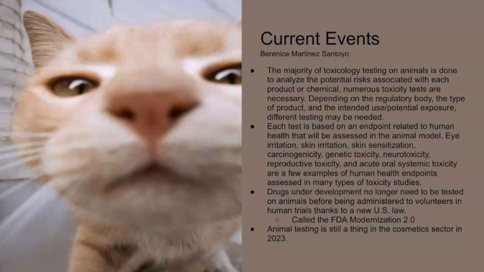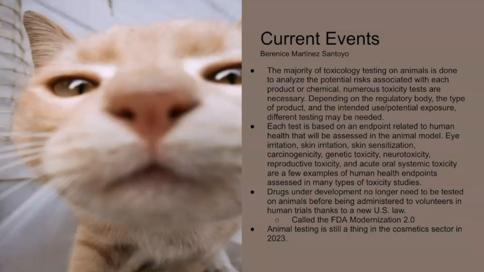Current events. The majority of toxicology testing on animals is done to analyze the potential risks associated with each product or chemical. Numerous toxicity tests are necessary. Depending on the regulatory body and the type of product and the intended use or potential exposure, different testing may be required. Each test is based on an endpoint related to human health that will be assessed in the animal model. Eye irritation, skin sensitization, etc. are a few examples of human health endpoints assessed in many types of toxicity studies.